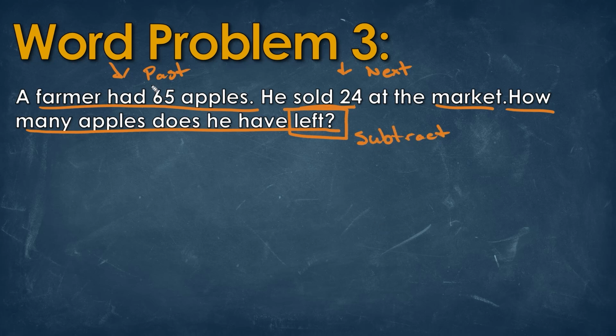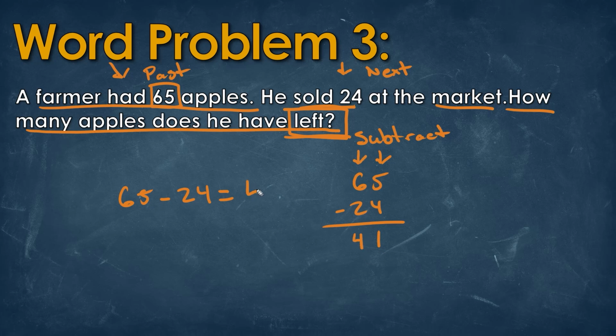So now that we know we had originally 65 apples, he sold 24, meaning that he lost 24 apples, we know that we want to see what is left over. So we have 65 minus 24. What we'll do is we're always going to subtract from the right side and move left. So we have 5 minus 4. That's going to give us 1. We move to the next column. We have 6 minus 2. That's going to give us 4. So our answer is 41 apples left.